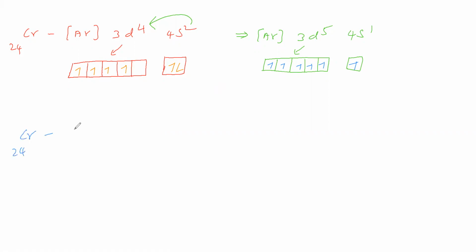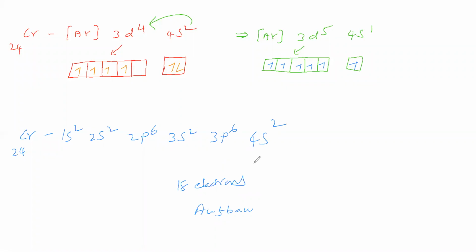In chromium, atomic number 24. First we will write 1s, then 2s, then 2p, then 3s, then 3p. Up to 3p we completed, that means 18 electrons are over. Still how many electrons are there? 6 electrons are there. As per the Aufbau principle, the next electrons go to the next higher energy level, that is 4s. So 4s is getting filled. Remaining, 4 electrons are there. Those 4 electrons go to the next higher energy orbital, that is 3d. So 3d4 4s2 is written as per the Aufbau principle.